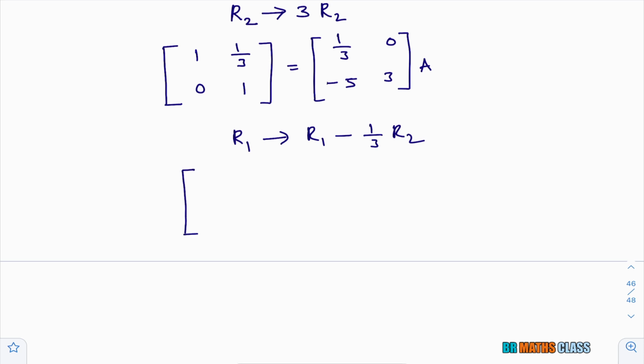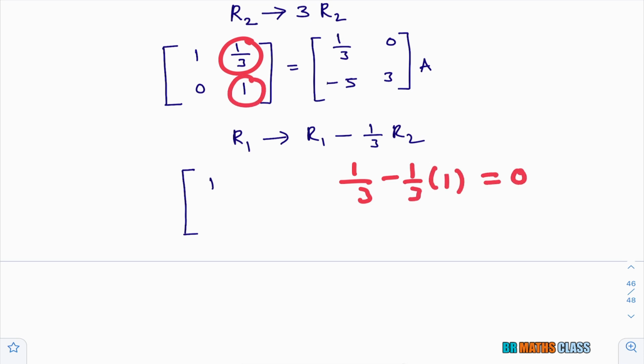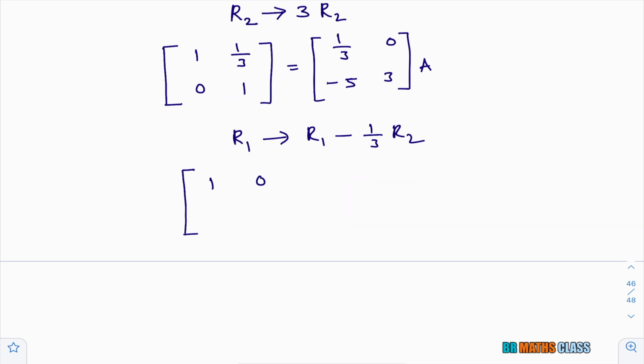Now, change is there in the first row. R1 minus 1 by 3 into R2. R1 is 1, minus 1 by 3 into R2 is 0. That is 1 minus 1 by 3 into 0. What will you get? That is 1 only. Now, see this one. R1 is 1 by 3 minus 1 by 3 into R2, 1 is there. What will this become? This will become 0. Now you got 0 at this spot. Good. R1 changes as R1 minus 1 by 3 into R2. In R2 what is there?